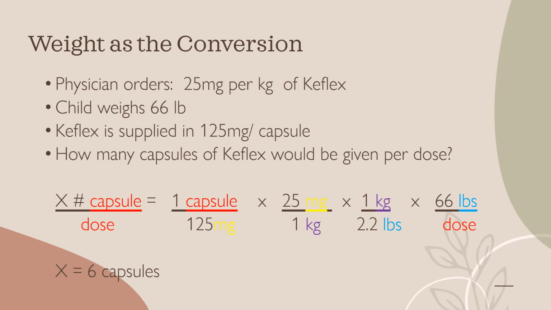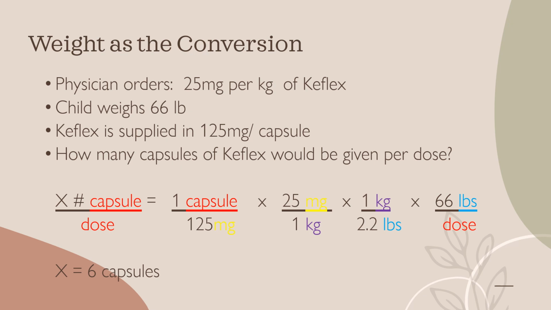Our order is to give 25 milligrams per kilogram of Keflex per dose. The child weighs 66 pounds and Keflex is supplied in 125 milligrams per capsule. How many capsules of Keflex will we give per dose? On the left-hand side of the equation, we have number of capsules per dose, as that is what we're looking to solve for. On the right-hand side of the equal sign, we start with what we know about the capsule.